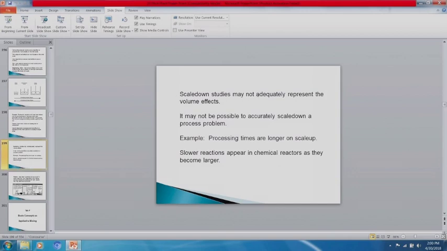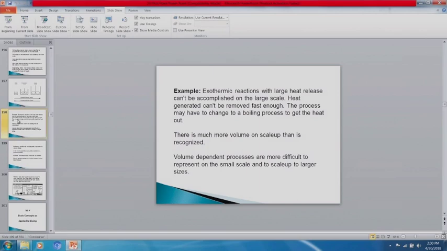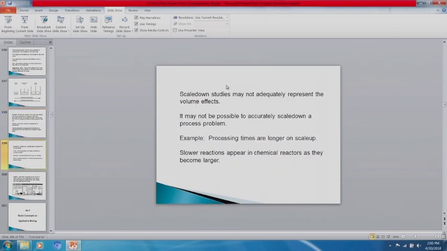Scaled down studies may not be accurately represented by volume effects. It may not be possible to accurately scale down processes, right? So volume-dependent processes are much more difficult to represent on the small scale and to the large scale sizes. Scale down studies may not be accurately represented.